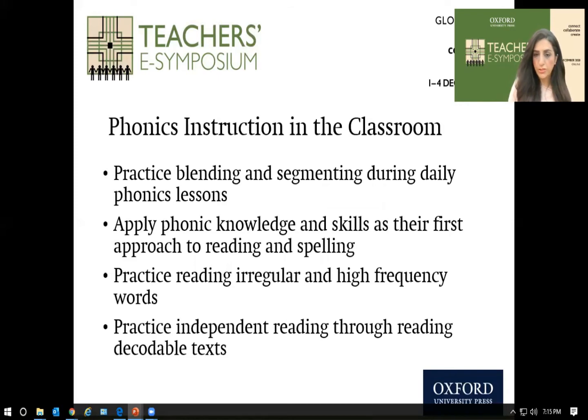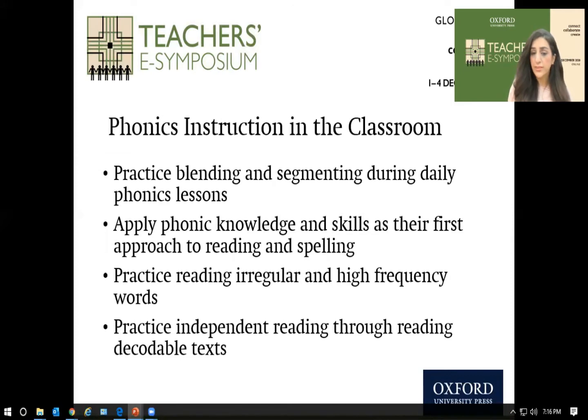Application of phonic knowledge as the first approach to reading and spelling. So whenever they come across a word that they're not familiar with, they're trained to immediately look at the letter sound correspondences, identify them, and then use their skills in blending and segmenting to read that word, blending particularly in reading. And then they should be practicing irregular and high frequency words. That's another very important thing that students need to do, because there are some words in English that are irregular or have letter sound correspondences that the students have not learned yet.